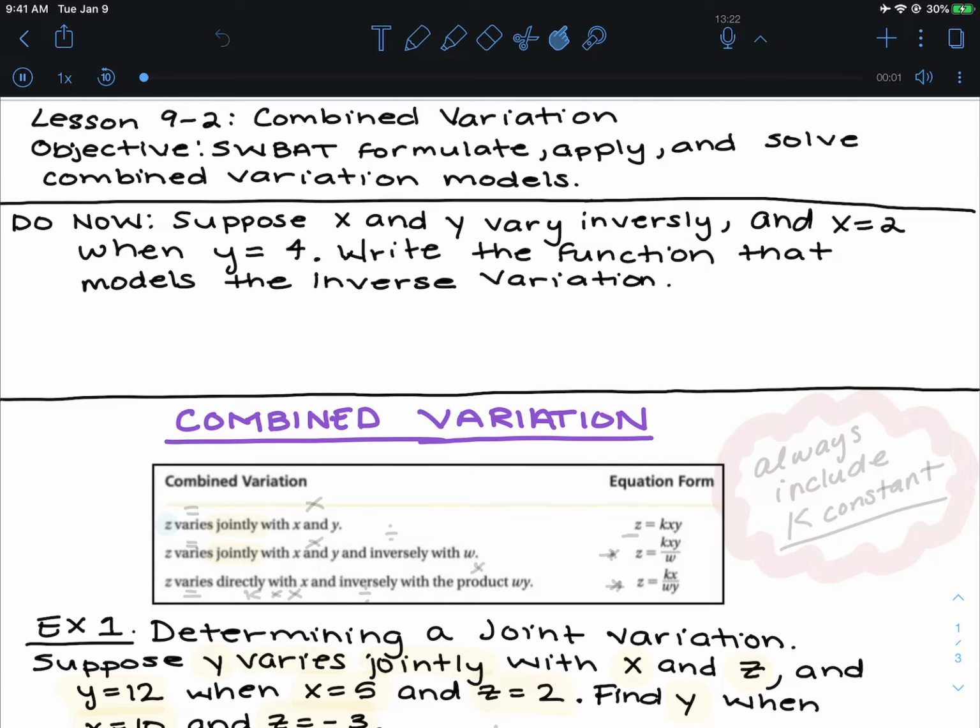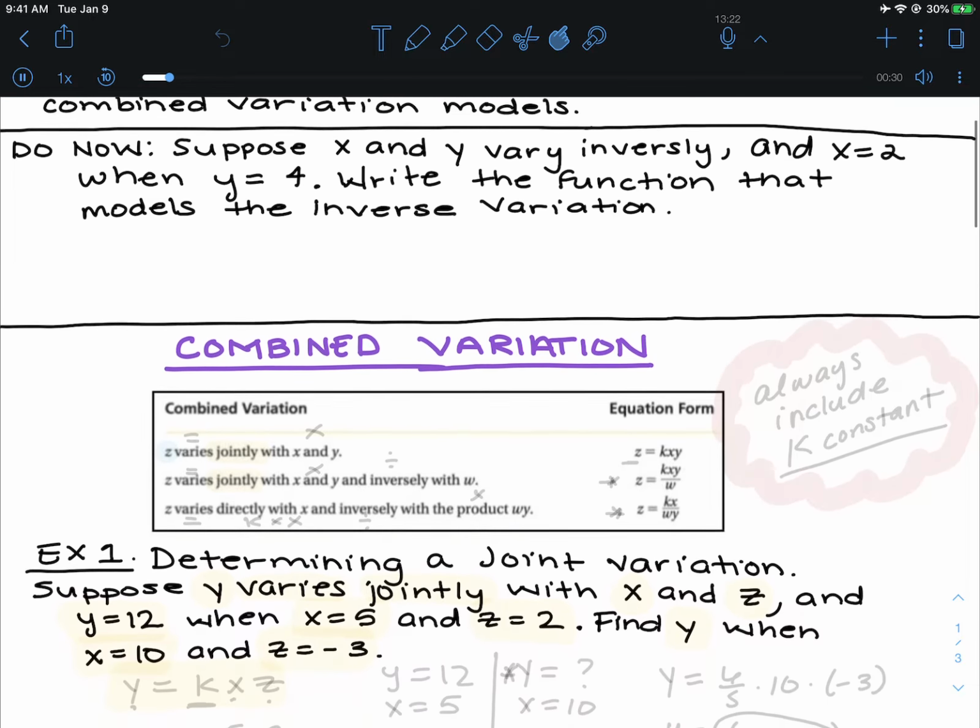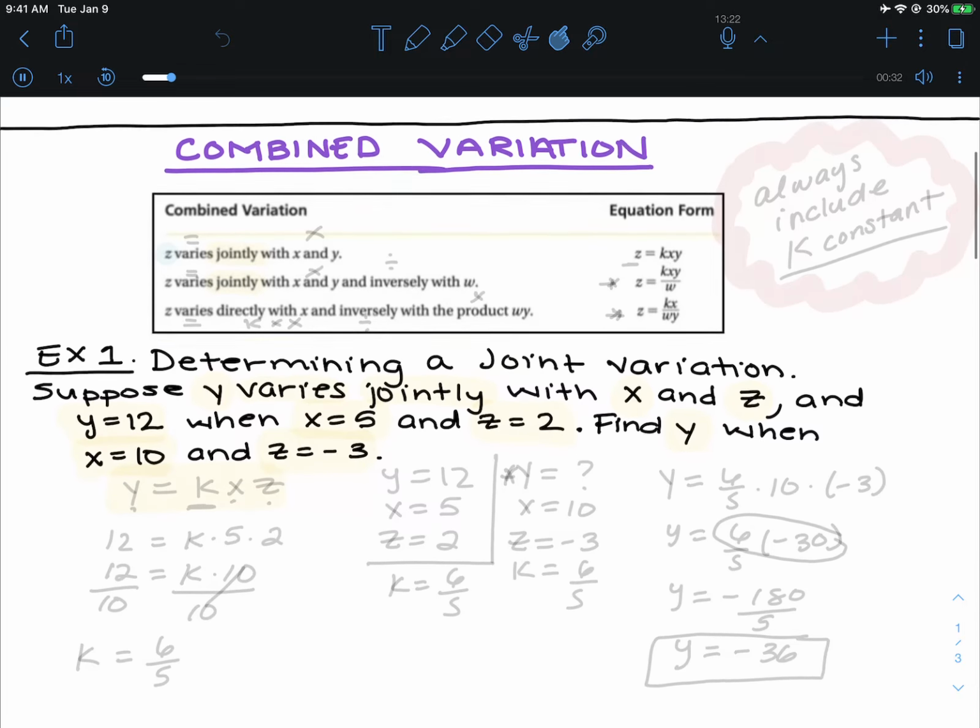Okay guys, so today is going to be the second lesson of Unit 9. We're going to be talking about combined variation, which is where we're going to be combining a lot of inversely and jointly and things like that. Today's key to being successful with this lesson is the vocabulary and the keywords. This lesson is called combined variation, and I give you a little table here that is kind of going to be your little cheat sheet in a way.